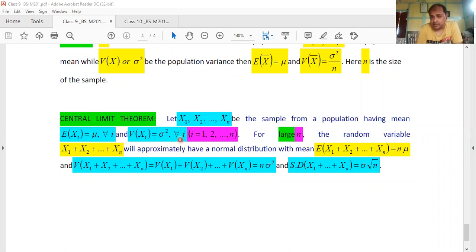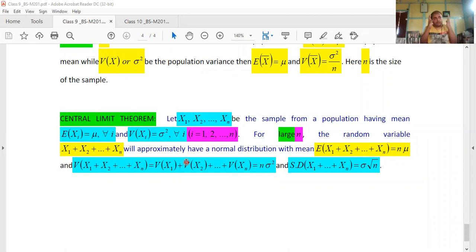Is x1 a continuous random variable? I don't know. Is x1 a binomial variable? I don't know. Are they normal random variables? We don't know. But if you keep on increasing the size of the sample, their sum total will be approximately normal. So it is said, and it can be derived, that many other results can be derived from this central limit theorem.